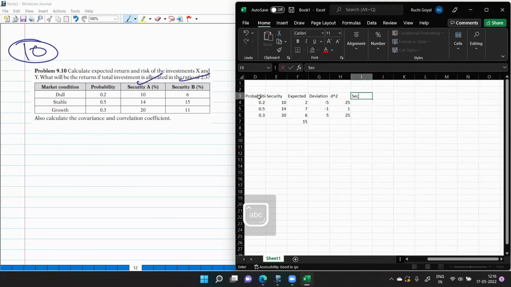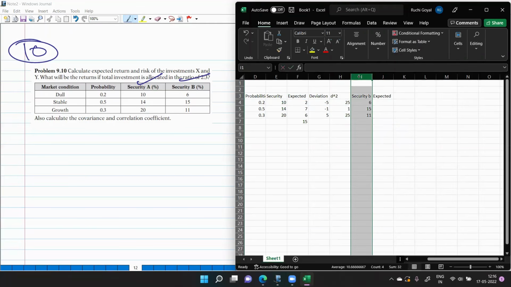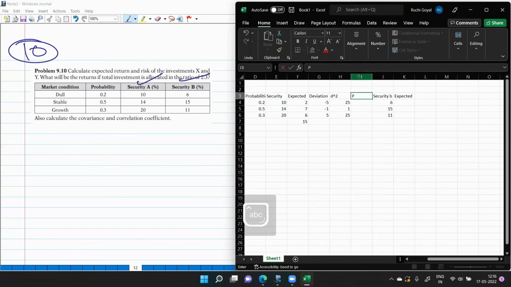Then we will talk about security B. Security B is 16, 5, 15 and 11. Here also we will do the expected return. This will come out to be okay. Before we move forward, we also do P into D square. P into D square. This is this into this.